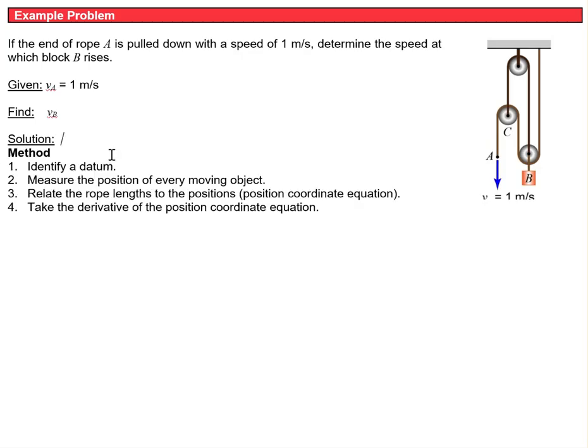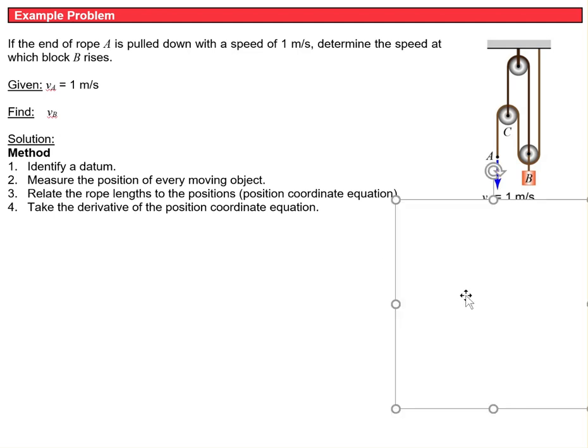All right, so what we're going to do is first identify a datum. Now, datum is something that's fixed that we can measure the moving particles from. And then we're going to measure the position of every moving particle relative to that datum. Once we have those positions, we can get the rope lengths in terms of those positions. This is called the position coordinate equation. And then we can take the derivative of that position coordinate equation and determine the relationship between the velocities.